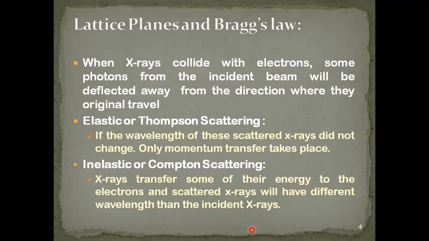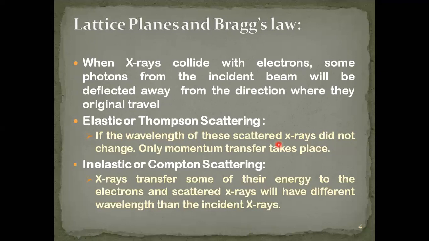Another one is what we call inelastic or Compton scattering. So, elastic scattering or Thomson scattering, inelastic or Compton scattering. The basic difference again depends upon the wavelength. X-rays are coming, colliding with the electrons and getting scattered.